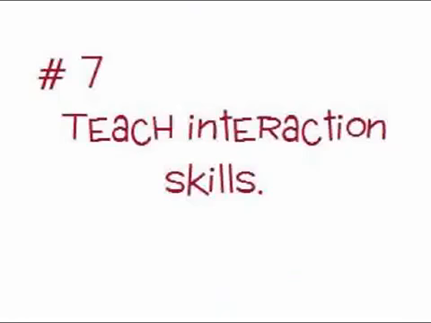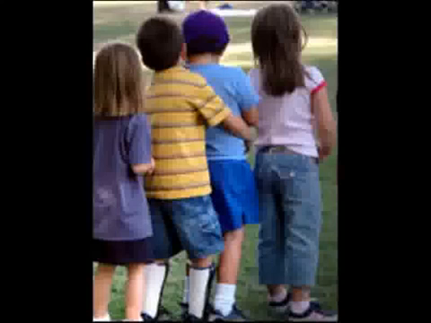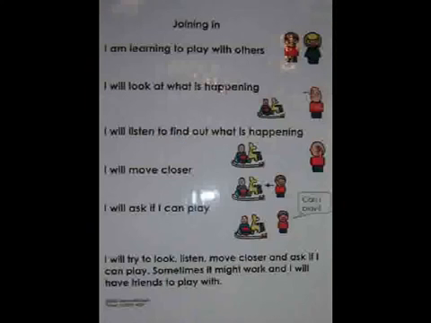Number 7. Teach interaction skills. Many students with autism find social interaction very challenging. Skills such as taking turns, waiting in line, and joining or leaving a group may be difficult for a student with autism. Teach children how to participate in games, activities, and other social situations. The use of a peer buddy may be helpful in the development and practice of these skills.